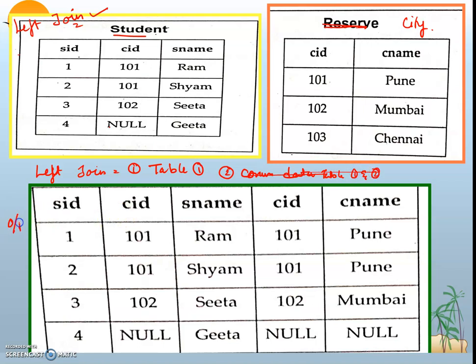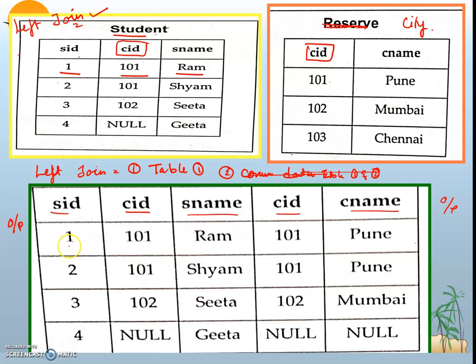Let's see how the output goes on. This is the output of the left join between student and city. First, SID 1, CID 101 and RAM. Be very clear, CID is a common attribute between both the tables, so I can easily apply the concept of join. This was explained in the previous video lecture. So first, we have to totally copy this into the output table. First add all the attributes SID, CID, SNAME from table 1, and CID and CNAME from table 2, and keep your output table ready.